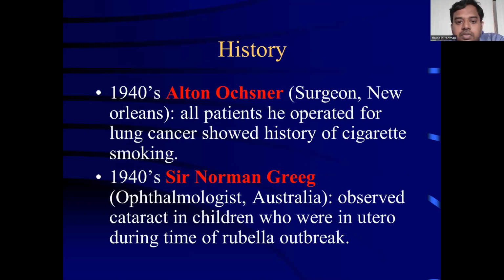So coming to the history of case control studies: in the 1940s, Alton Ochsner, a surgeon in New Orleans, conducted operations for lung cancer and showed a history of cigarette smoking. All the patients he treated had a history of cigarette smoking. In the 1940s, Sir Norman Gregg, an ophthalmologist in Australia, observed cataract in children who were in utero during the time of a rubella outbreak.